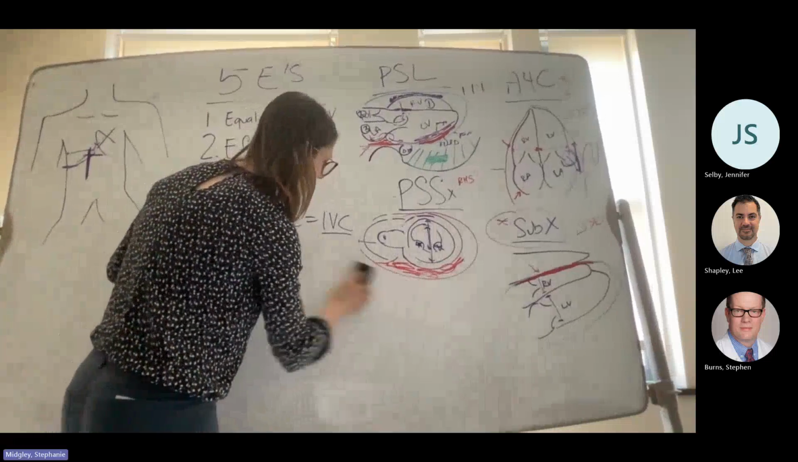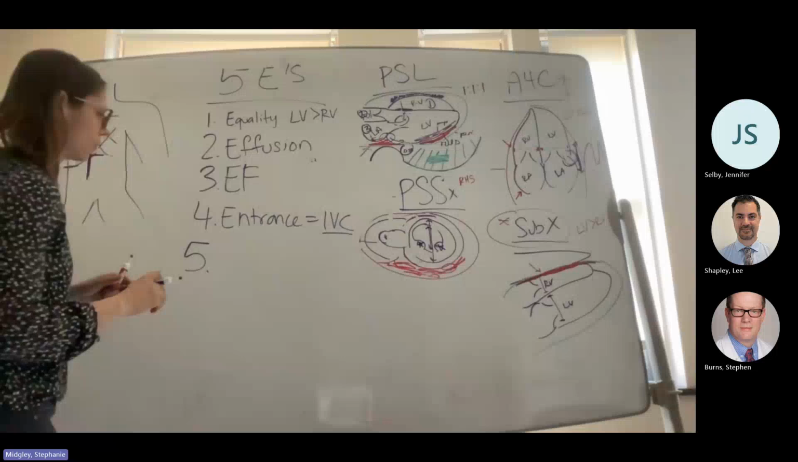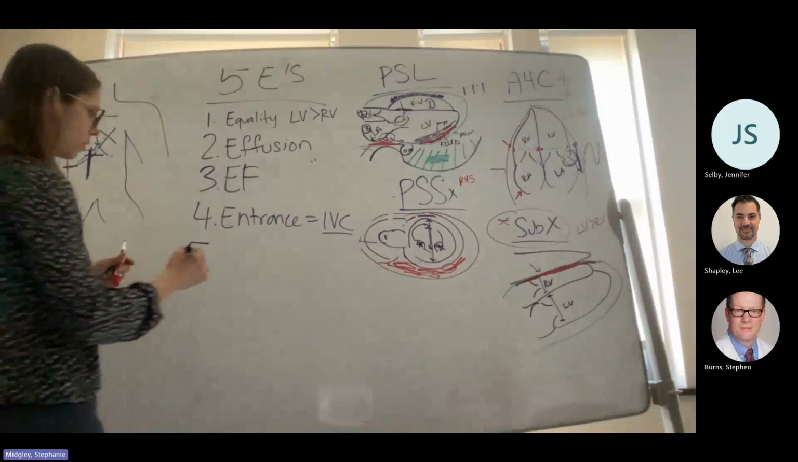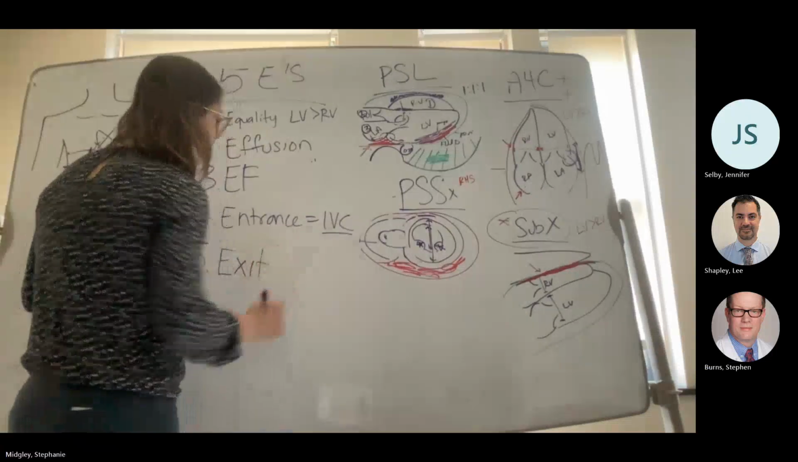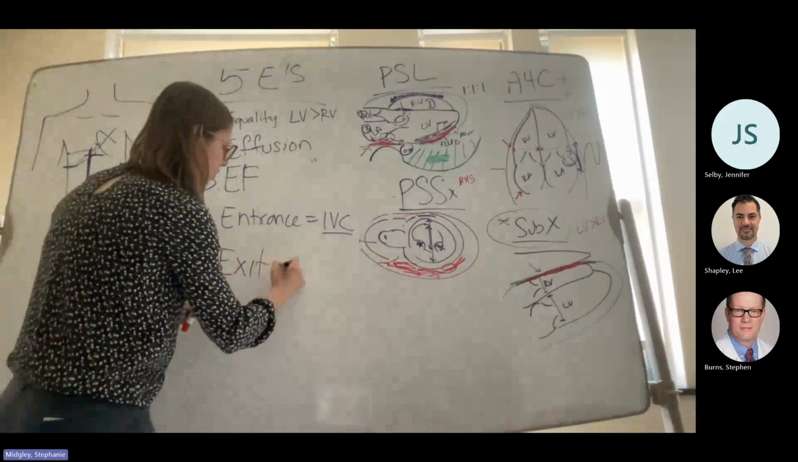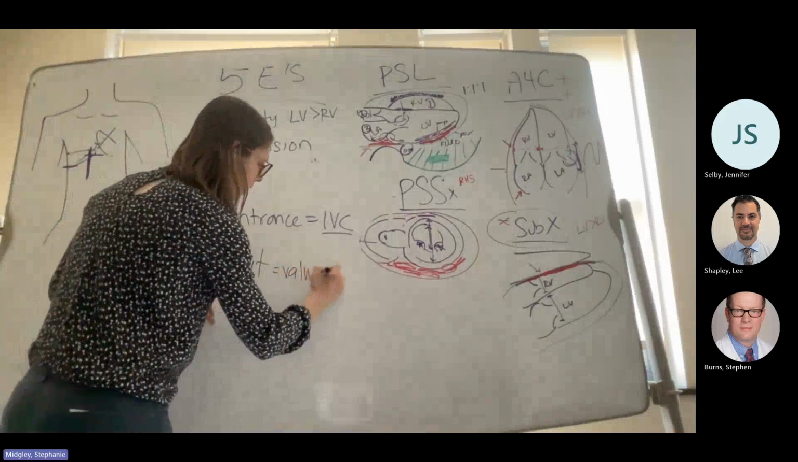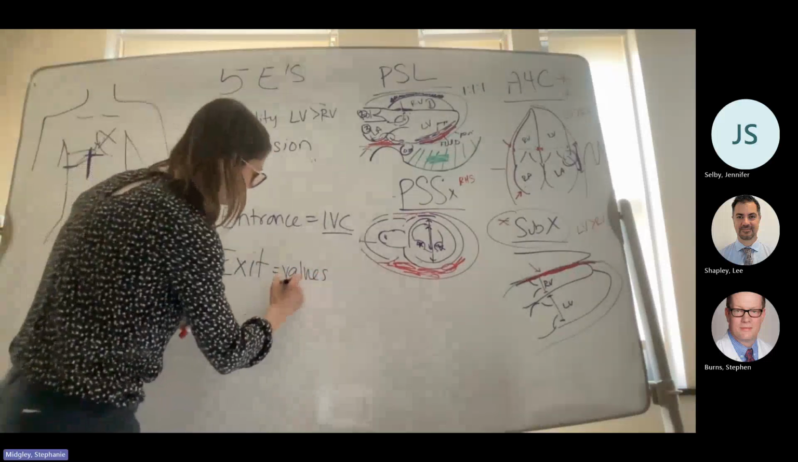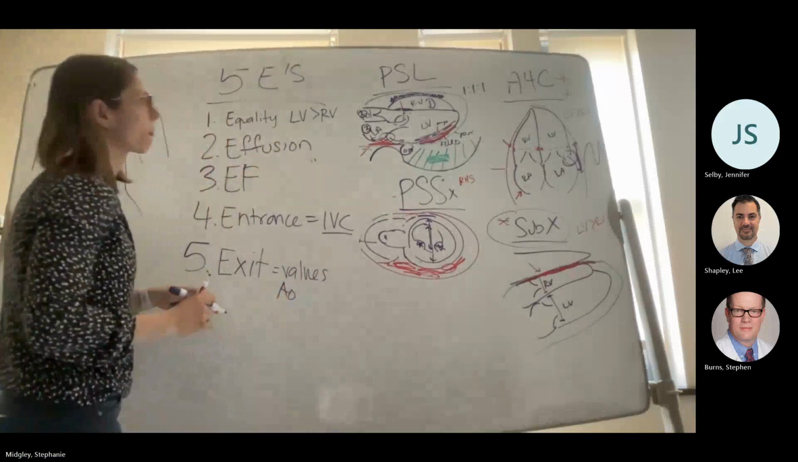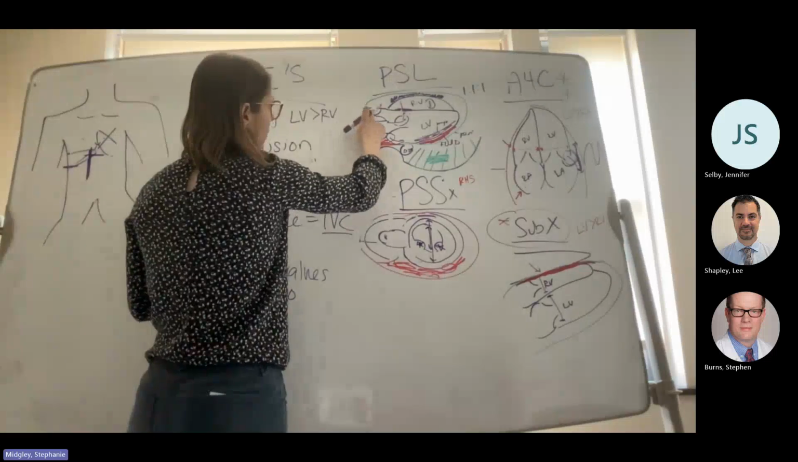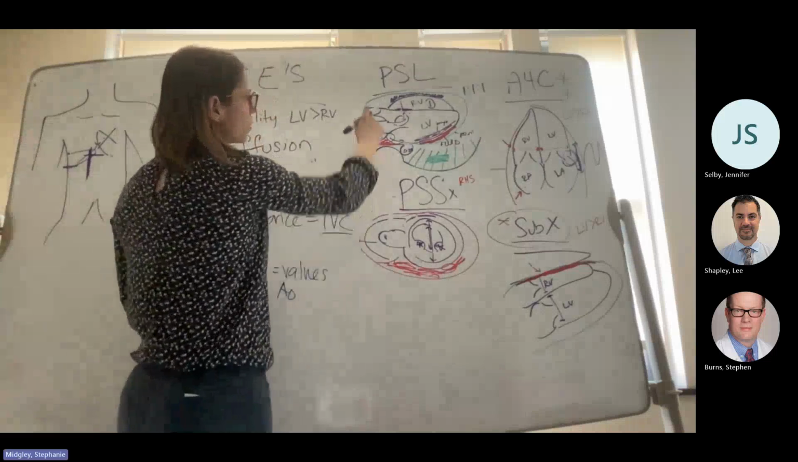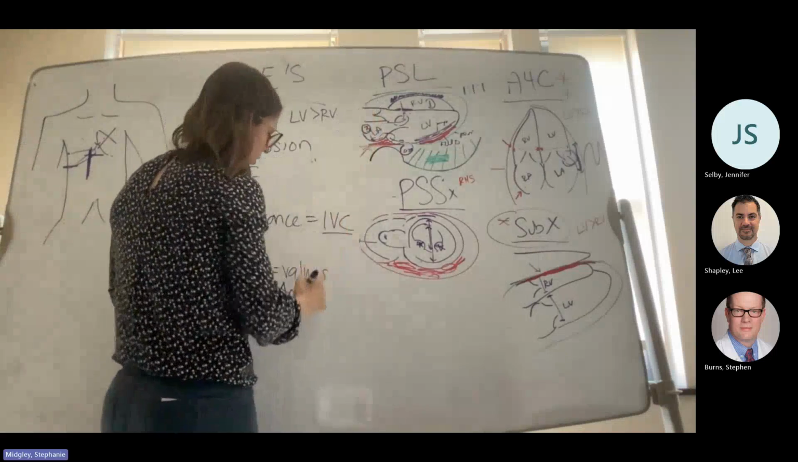And so if my entrance is my fourth E, what do you guys think the fifth E is? If I come in, I have to go out, yeah. I like putting valves in my exits just to remind myself to look at the valves, but when they talk about exit, they're really talking about the aorta. And so when I look at the aorta, this is looking for aortic aneurysm. You want to measure it in your parasternal long.